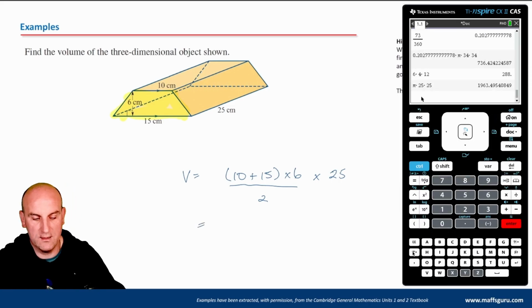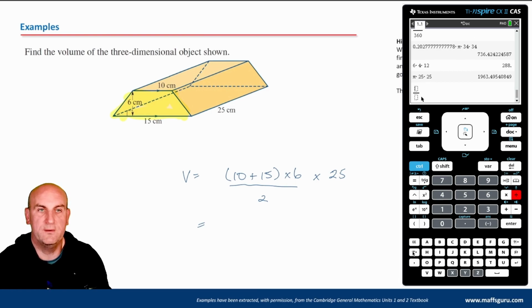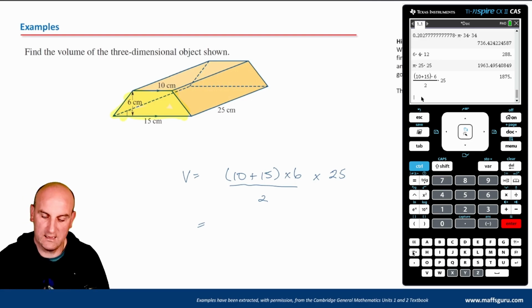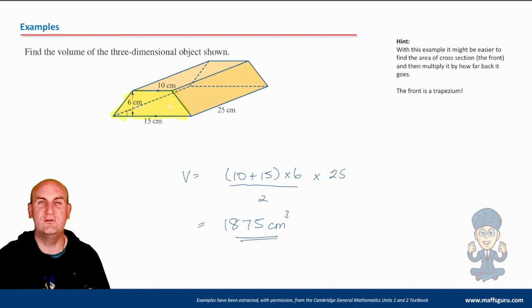Right, so let's go. Let's do open the brackets. So I've got 10 plus 15. Close the brackets. Times by 6. Divide by 2. And then what do we want? To times that by 25. So again, I'm letting my calculator here do all the hard work. And it comes out to a nice 1875 units, centimeters, and cubed. Again, don't forget cube because it is three-dimensional.